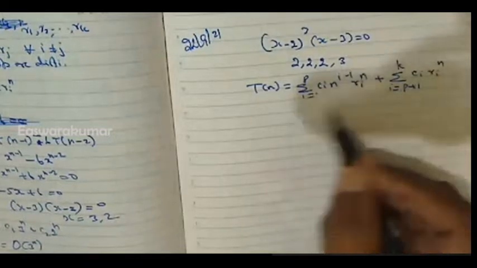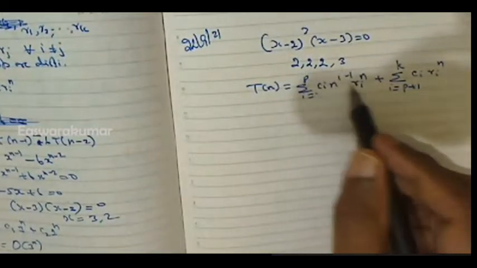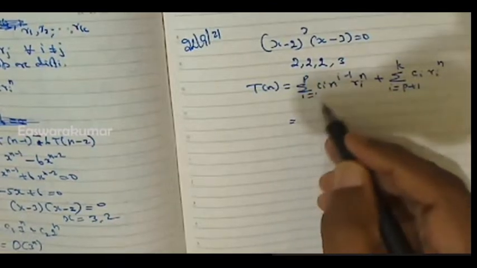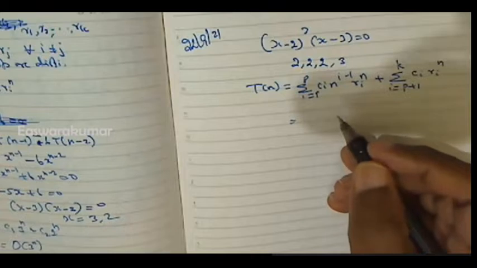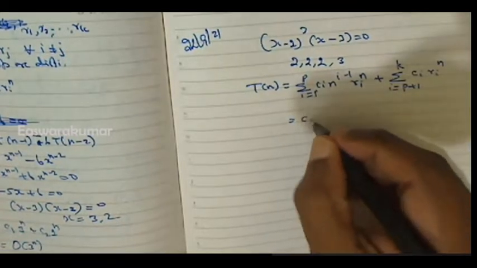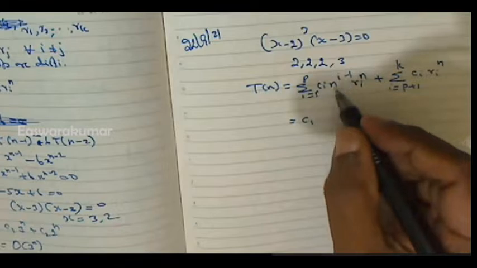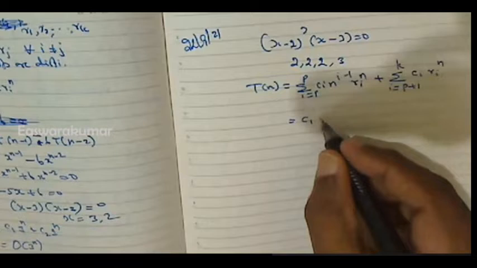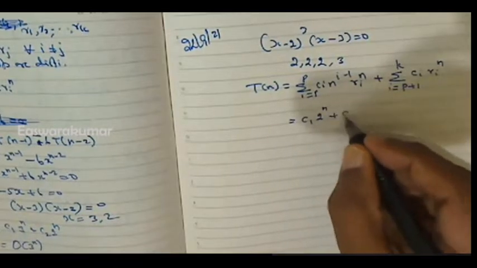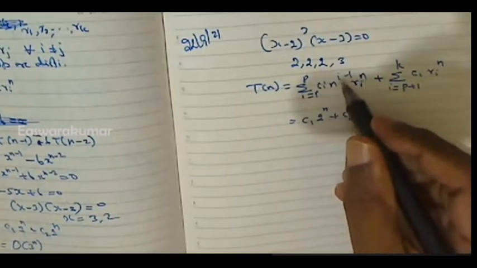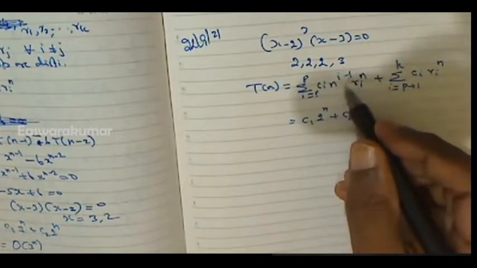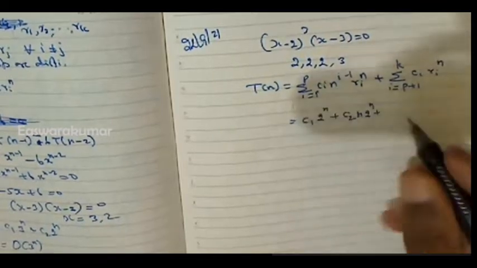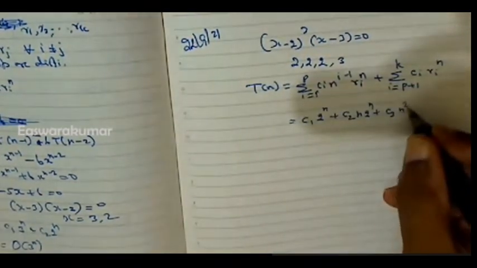So here for the first p roots, here the first three roots, we have to use this form. So we can say that this is equal to this summation. When i is equal to 1, what do we get? We get C1 n power i minus 1, that is n power 0, so this term won't come. So C1 2 power n, then plus C2, the second time, i equal to 2, so n power 2 minus 1, that is n power 1, so n into 2 power n. And the third term will be C3 n square 2 power n.